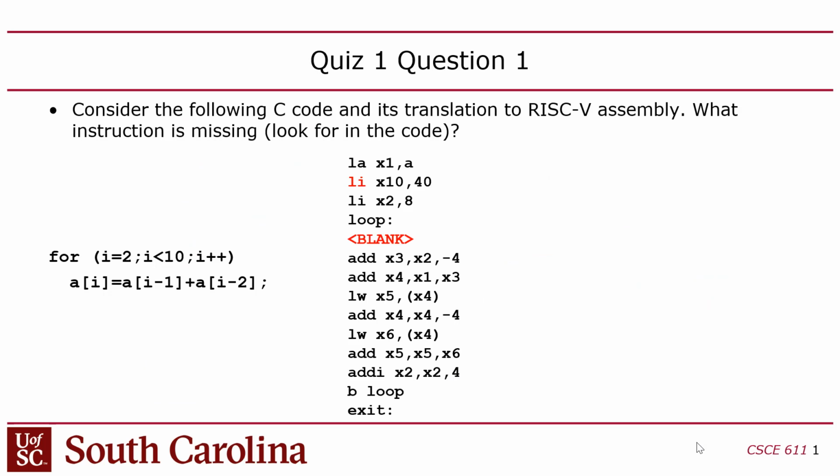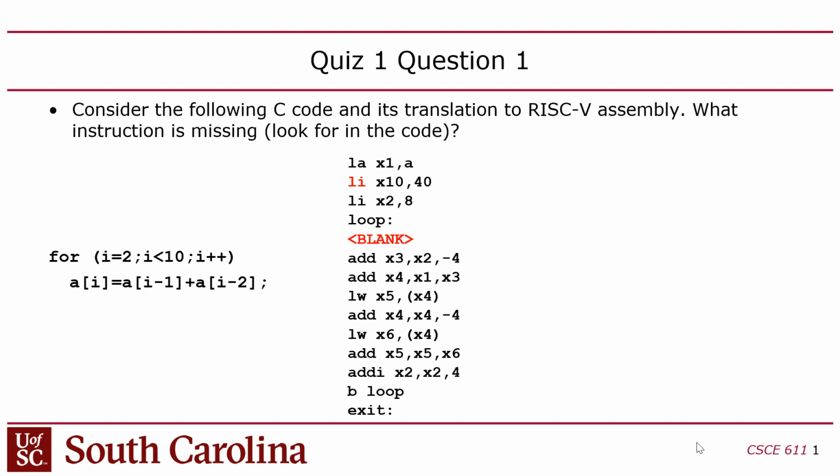Okay, so quiz 1 was last week. I think there were 11 questions about SystemVerilog, and also RISC-V assembly. The first question was: consider the following C code and its translation to RISC-V assembly. What instruction is missing? It's a for loop that initializes I to 2. In this case, I is actually initialized not to 2, but to 8.